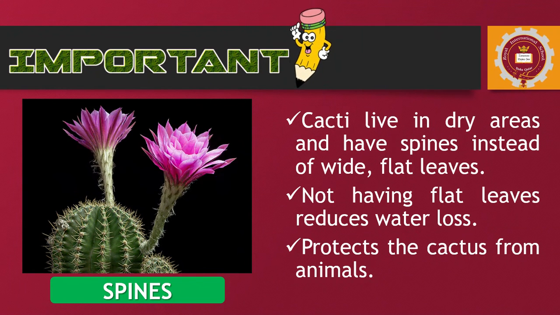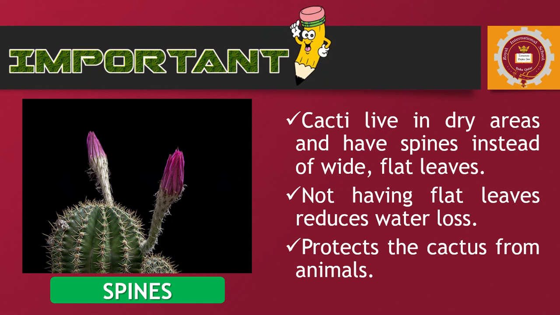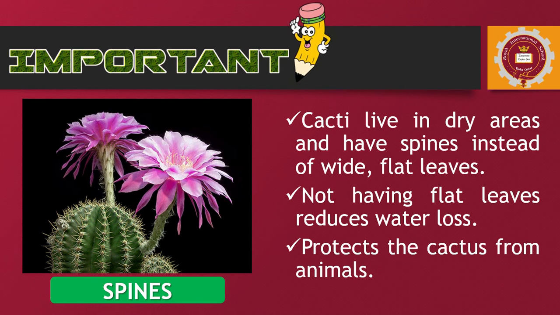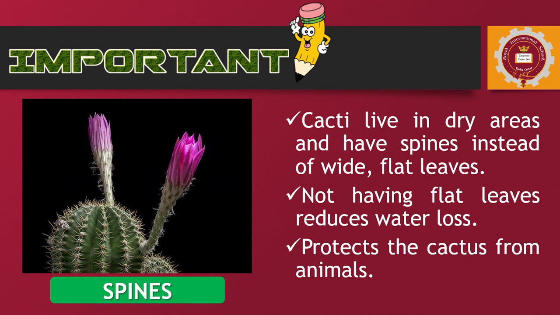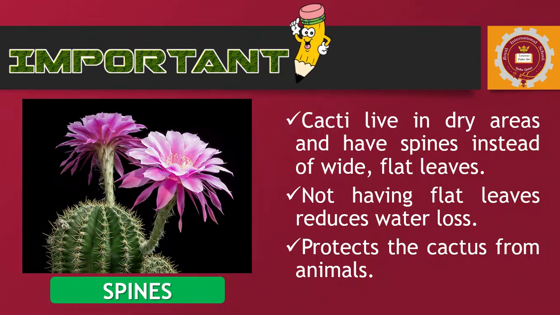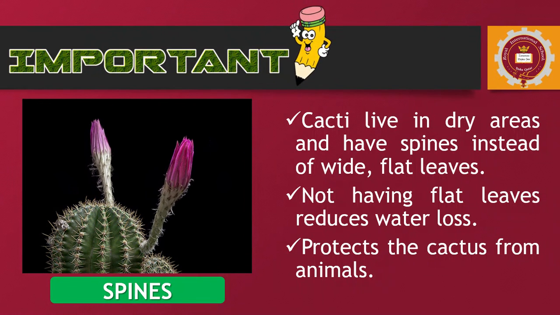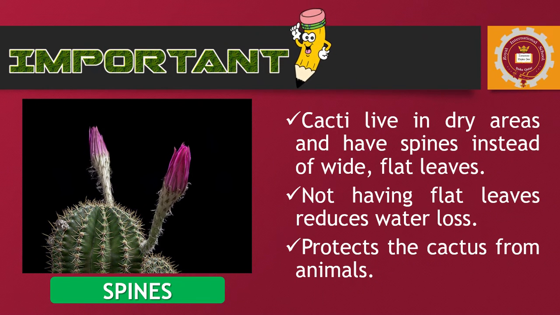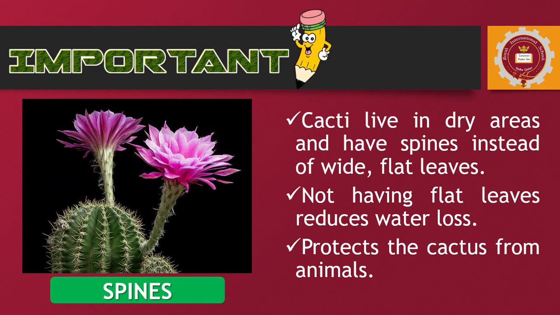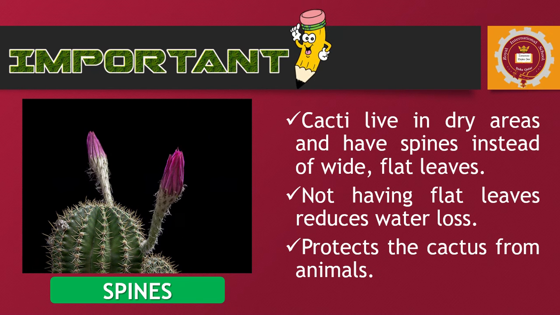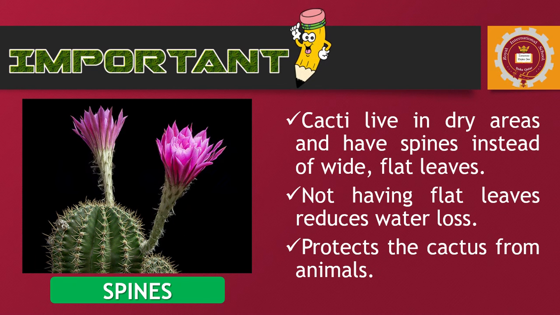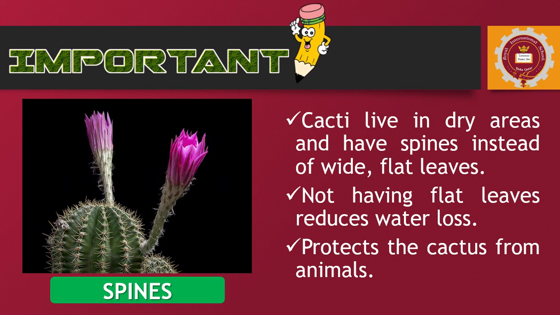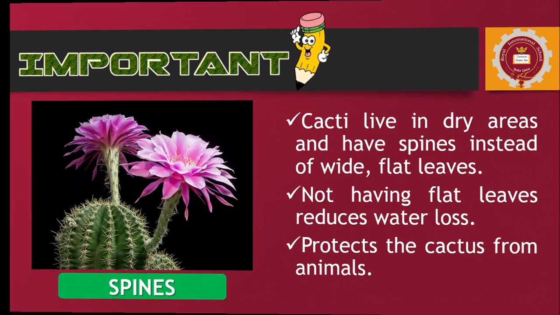there is not much water, right? So in order for these trees to survive, you need to have very little water loss. So these trees, they can survive in dry areas. Okay, so not having flat leaves reduces water loss. It also protects the cactus from other animals. Okay, so very important, spines.